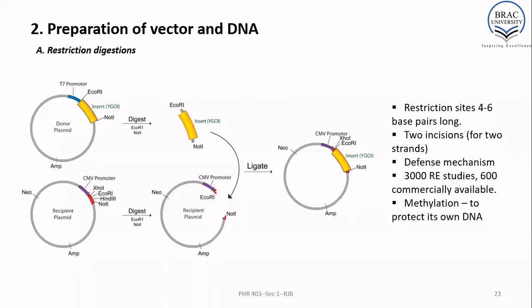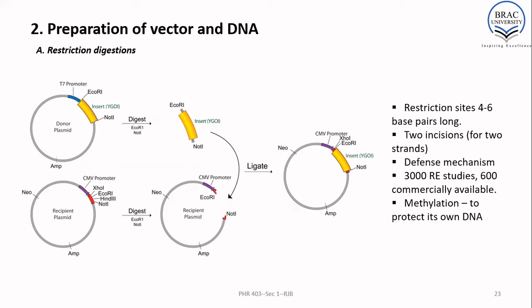The second point of molecular cloning is the preparation of the vectors and the DNA. It means that we need to make the vector and the DNA ready so that they can be ligated as one product. In most cases, restriction digestion is used for this purpose. Restriction digestion is one of the widely used techniques in molecular cloning.